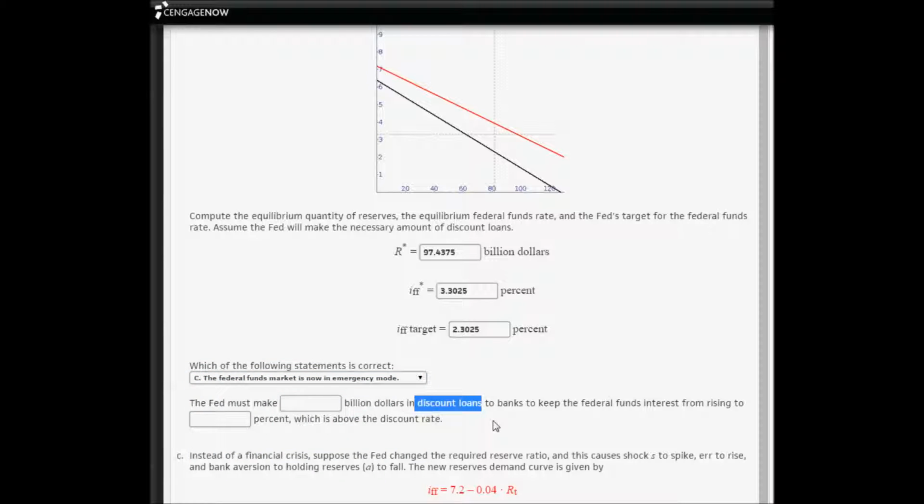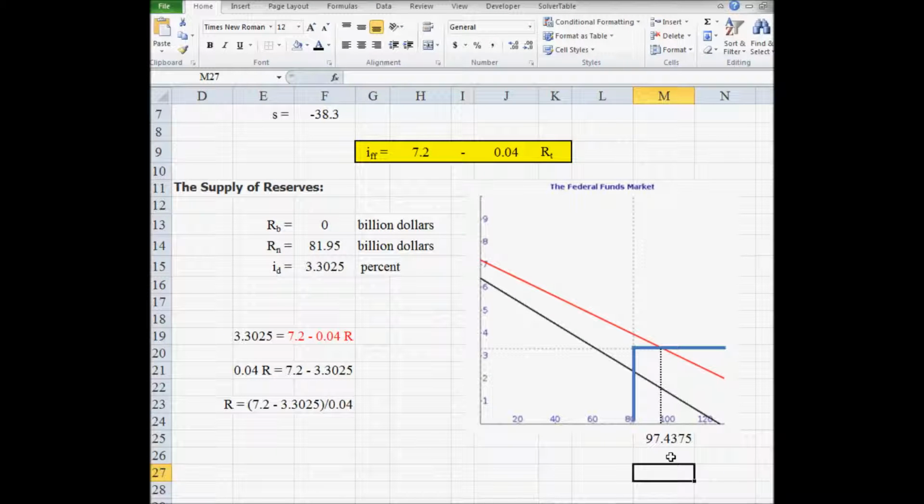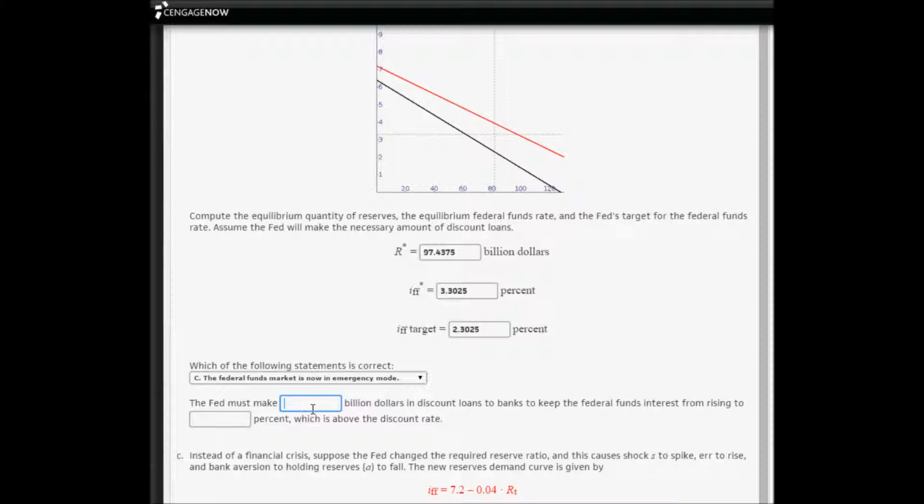How many billions of dollars does the Fed have to make in discount loans? Well, to get that, we have to subtract this new value for quantity reserves from the previous value of quantity reserves, which is 81.95. So discount loans have to be equal to 15.4875.